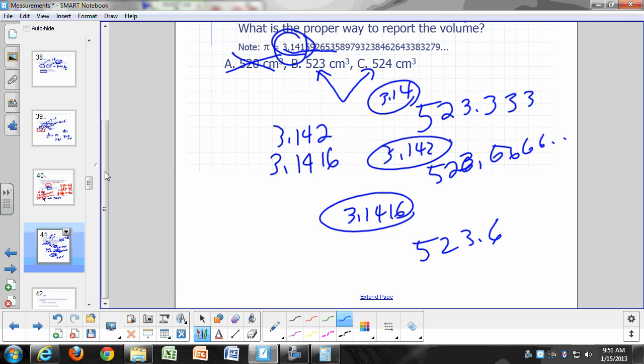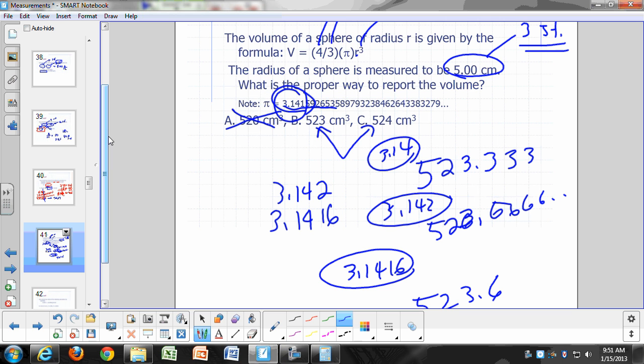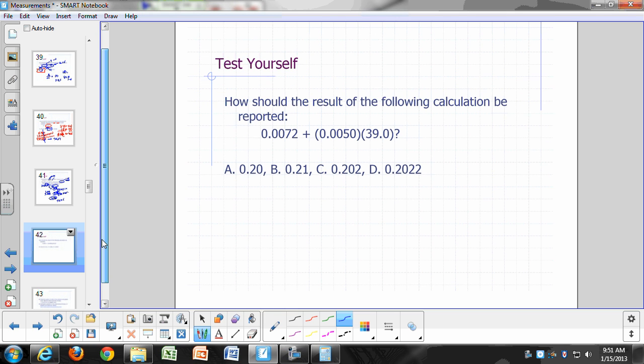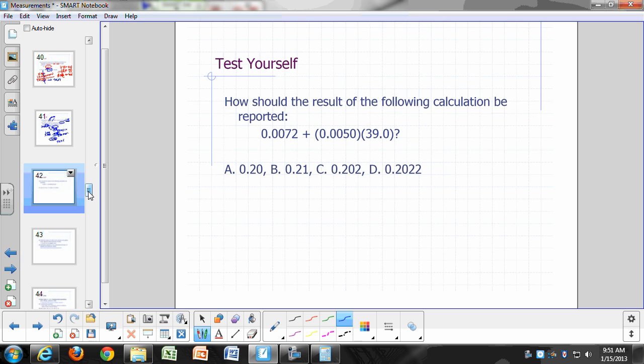You'll notice the best answer here is 524. Okay, 523.6. And since we have to keep only 3 sig figs, then your answer here would be 524. The best answer is C. All right. And try to do this at home. This will be our first clicker question for the next lecture.